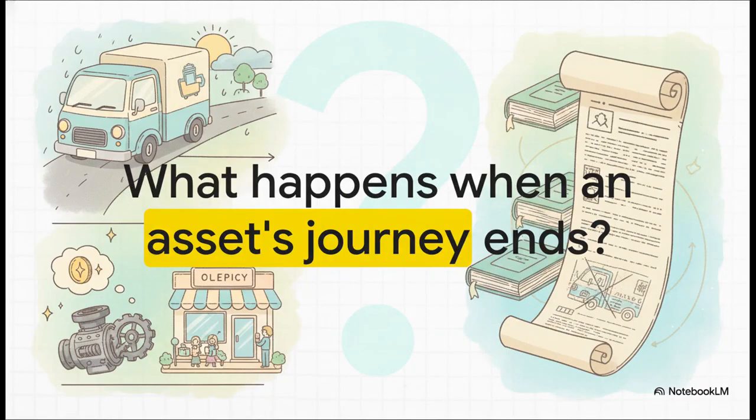Picture this. We have a cute little delivery truck that has served our business for years. It's been through rain, sunshine, and countless deliveries to our favorite customers. But one day, its engine finally gives out. Or maybe we just decide it's time to upgrade and sell it to someone else. The big question is, how do we officially remove its story from our financial statements? We can't just cross it out with a pen, right? There are rules for this, and that is exactly what we are mastering today.